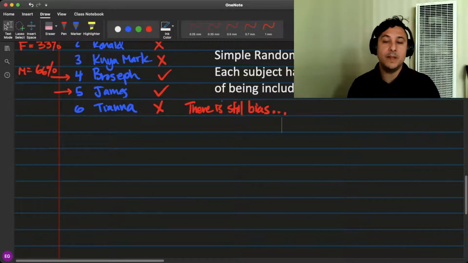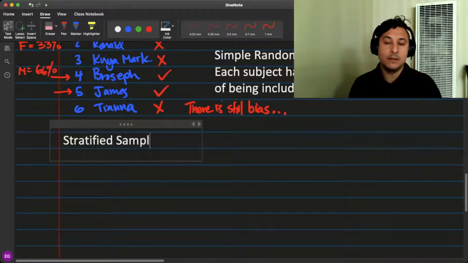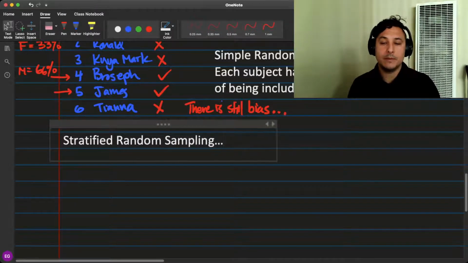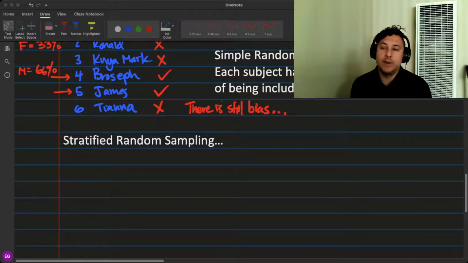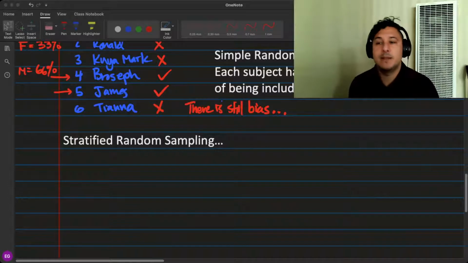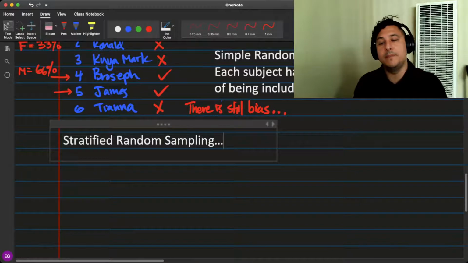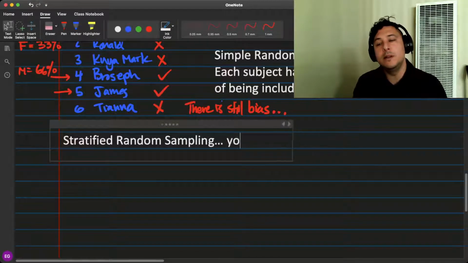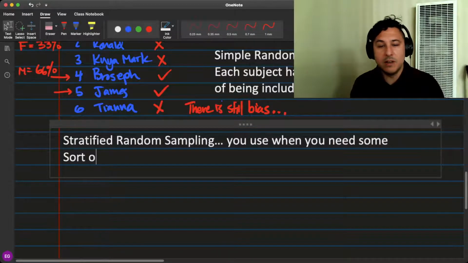So there is something called stratified sampling, or stratified random sampling. Stratified random sampling is sort of like simple random sampling, but it does some stuff that makes it usually have less bias. So stratified random sampling, you use it when you need some sort of balance between groups.